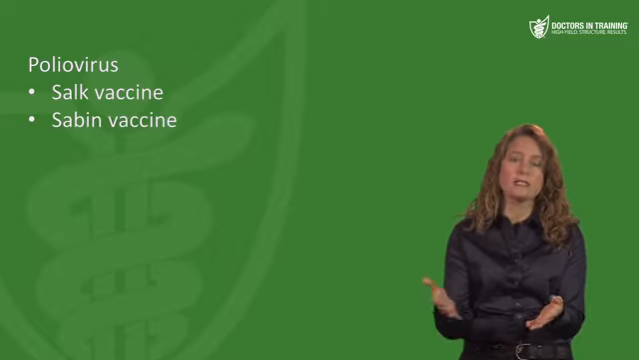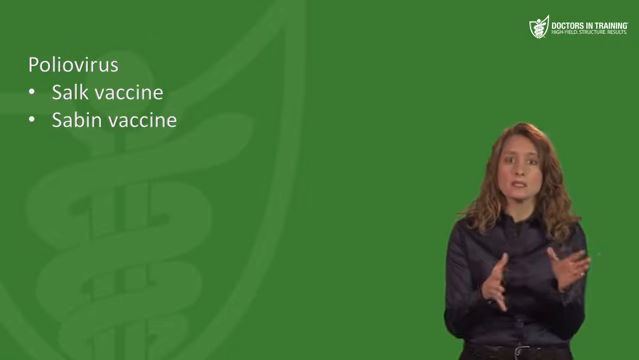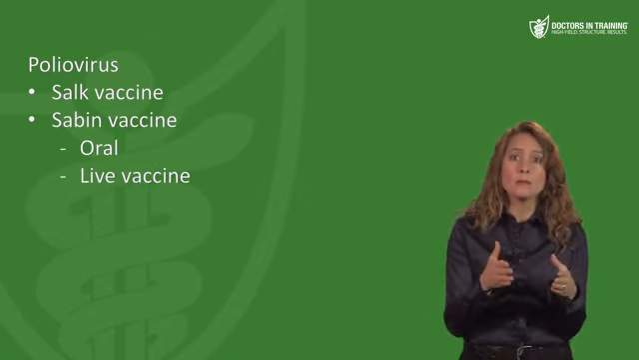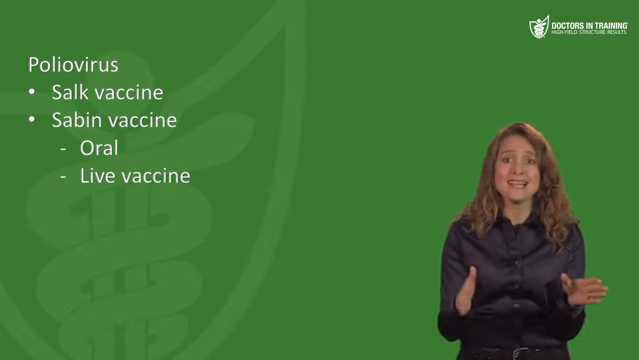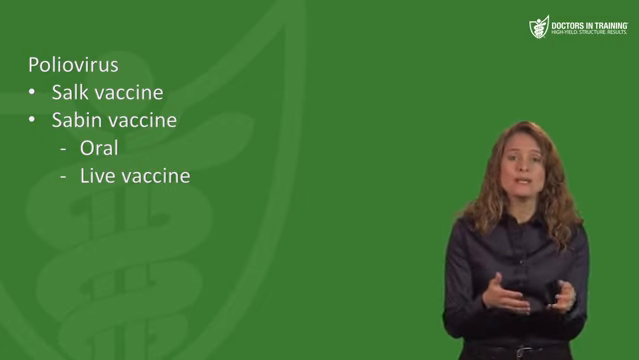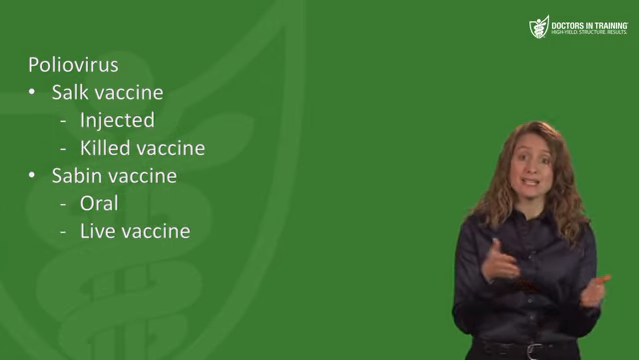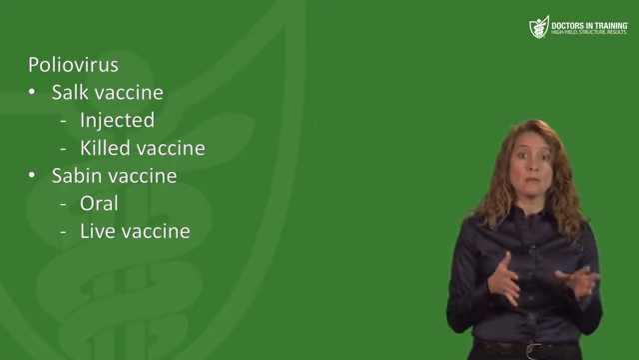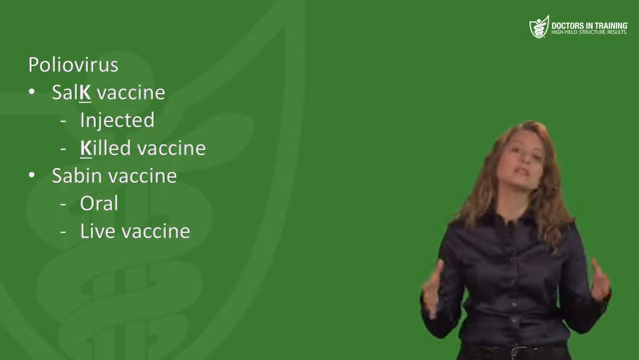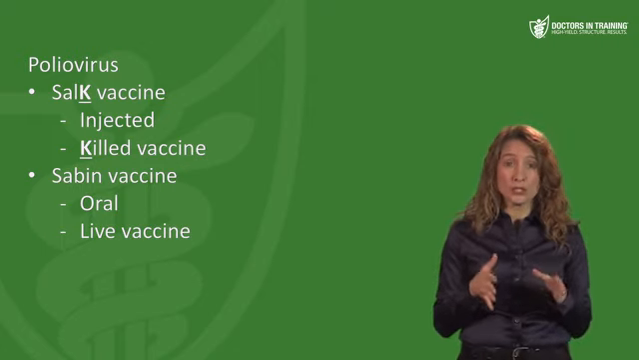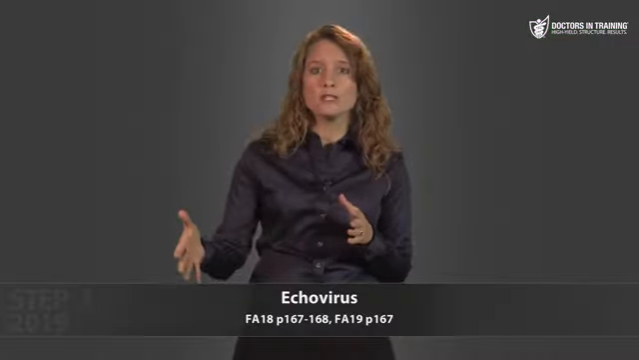Thankfully, poliovirus has been controlled in the United States for many years due to the success of the Salk and Sabin vaccines. So let's talk quickly about these vaccines. The Sabin vaccine is the oral form, and it's a live vaccine. You can remember this by thinking of the disco song, Stayin' Alive. In this case, though, it's Sabin alive, Sabin alive. Now, the Salk virus is injected, and it's a killed vaccine. You might be able to remember this by remembering that the K in Salk stands for killed. Polio continues to be a problem in other parts of the world, so it's good to know a little bit about it. Now let's move on to echovirus.